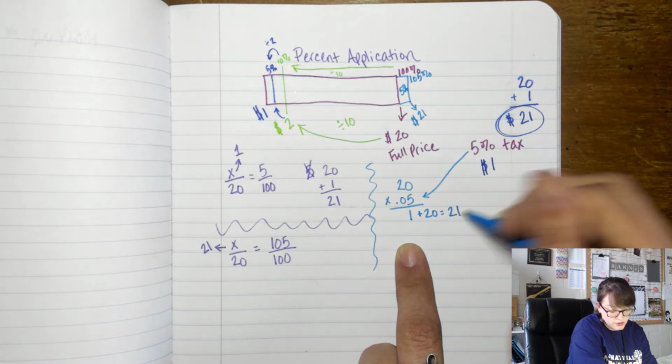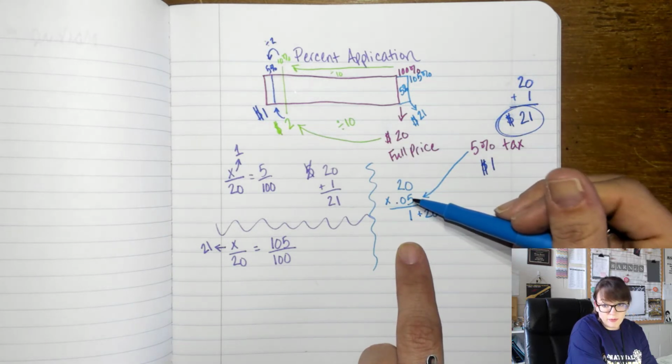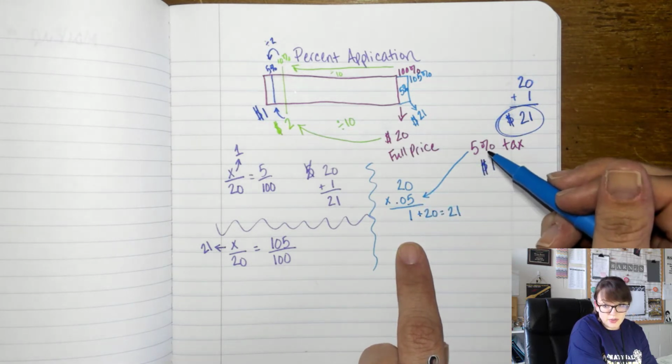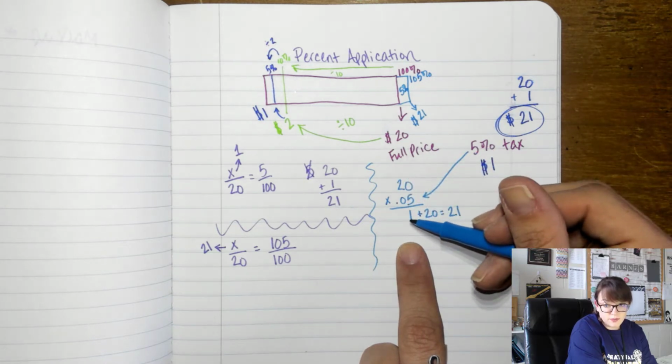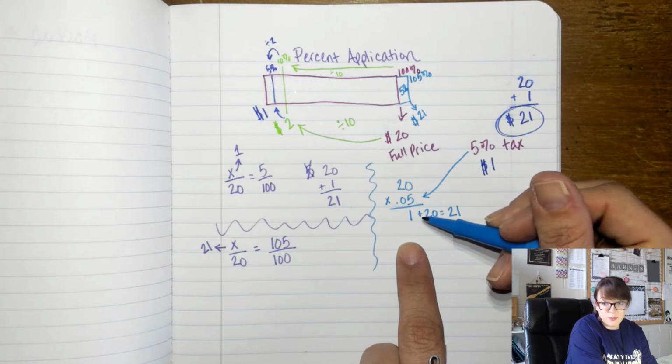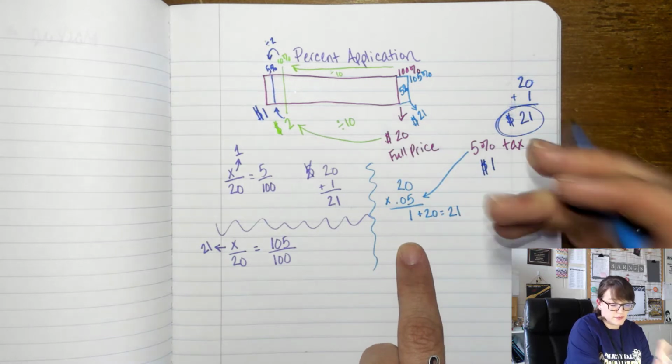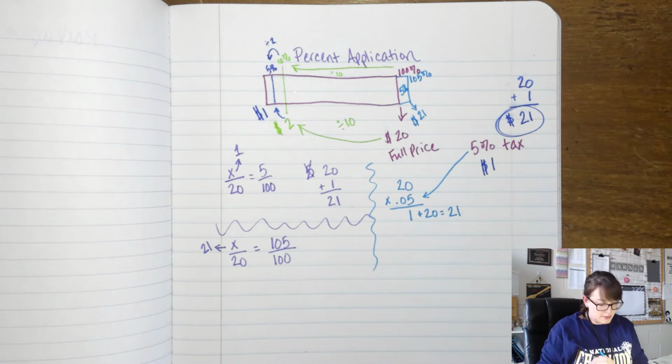equals 21. This is another way to find 5%. Take your percent, make it a decimal, and then find your tax as a dollar, plus 20 is 21. It's another way. Last way, and then I'm done.